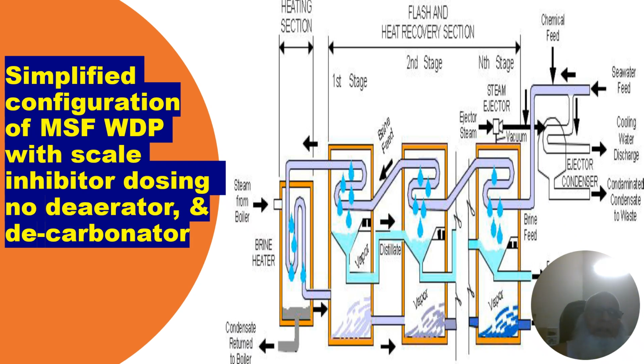This slide shows a simplified configuration of MSFWDP with scale inhibitor dosing, no deaerator, and no decarbonator. Because all the scales formed in there are actually inhibited by adding a scale inhibitor into the section as you see in the figure. This figure is again self-explanatory, and you can read right how the first stage and the second stage might go to the end stage. It works right along with the chemical dosing.